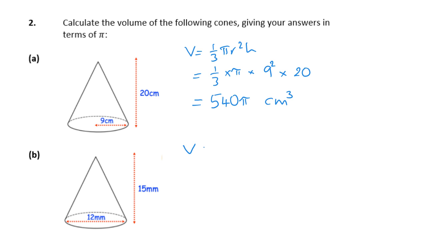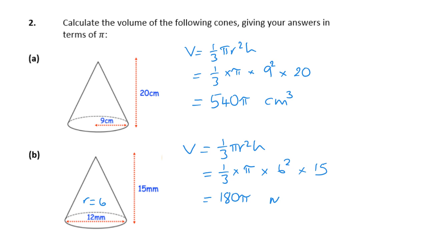Part B, volume is 1/3 pi r squared h. So it's 1/3 by pi. This time it gives you the diameter, so our radius is 6, and our height is 15. So 1/3 by 6 squared by 15 gives you 180, so that's 180 pi. And then we'll have to put in our units. Our lengths are in millimeters this time, so our units are millimeters cubed.